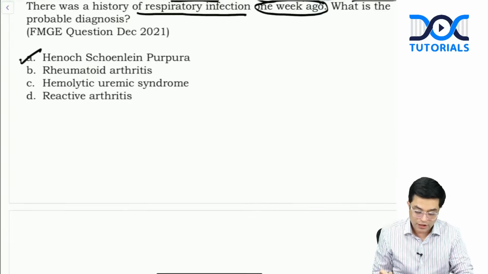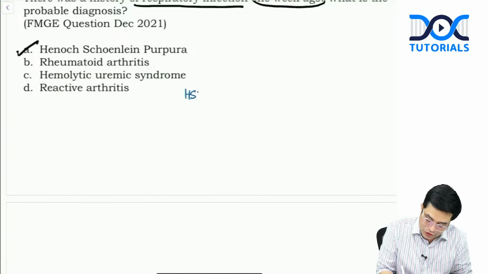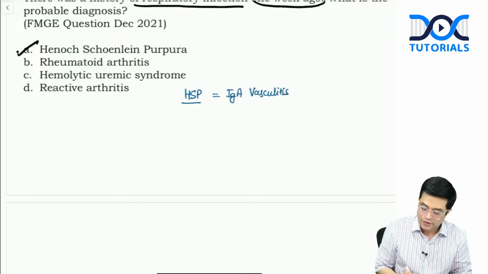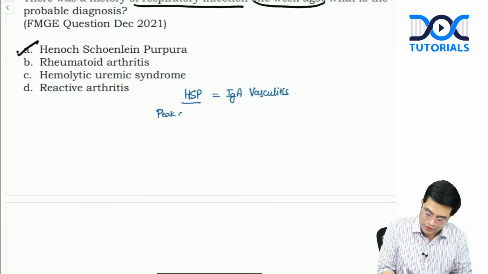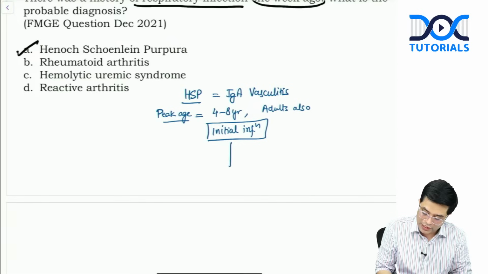Let us quickly do a flowchart based revision of Henoch Schonlein purpura. HSP, Henoch Schonlein purpura, is also known as IgA vasculitis, an alternative name for it. The most common or peak age, which is a past question, is between 4 and 8 years. However, it can occur in adults also. In HSP there is an initial infection, which is usually a viral infection. 1 to 3 weeks later a tetrad of HSP appears.